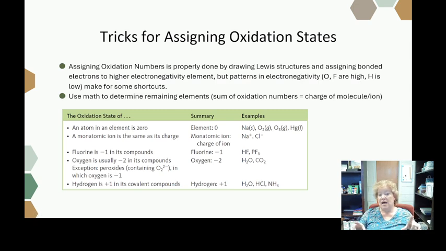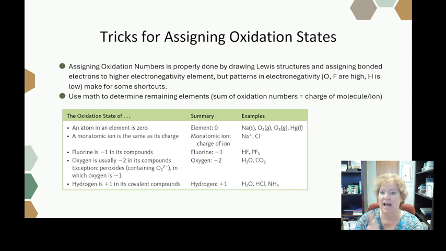Reminding yourselves about oxidation states, the proper way to do it is to draw the Lewis structures, and for every bond between two different elements, assign it to the higher electronegativity one, and determine the oxidation numbers. But a lot of times we just use algebra and figure them out. It's faster. If I'm going to do that, I'd have to know some of the ions' charges already, or oxidation states.